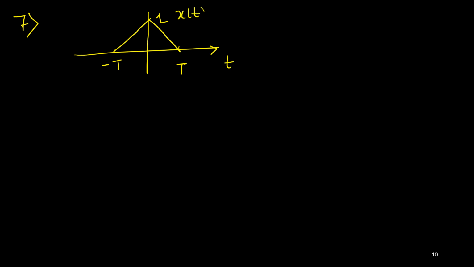If I consider a signal like this, it's a triangular signal, from minus capital T to plus capital T, and this amplitude is 1. This is x(t). So what is the Fourier transform? Can I find the Fourier transform of this signal using the differentiation property?